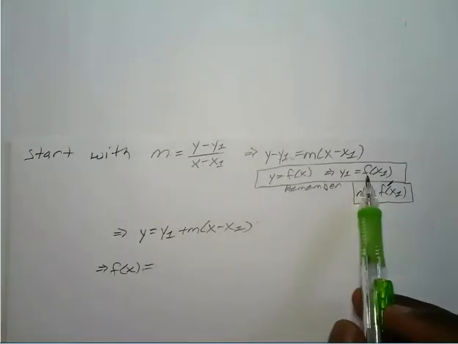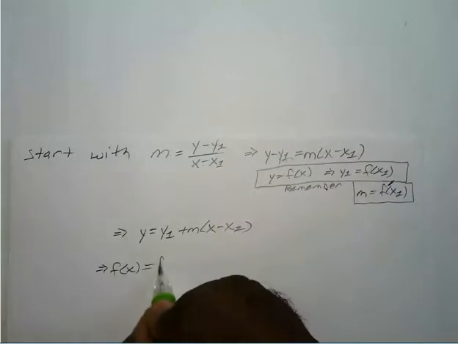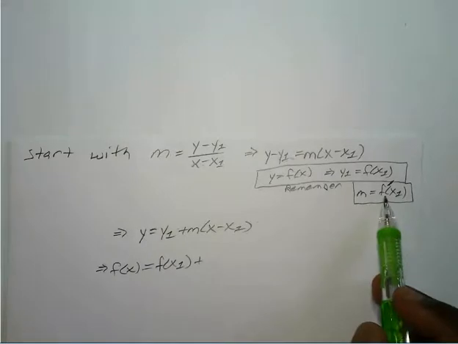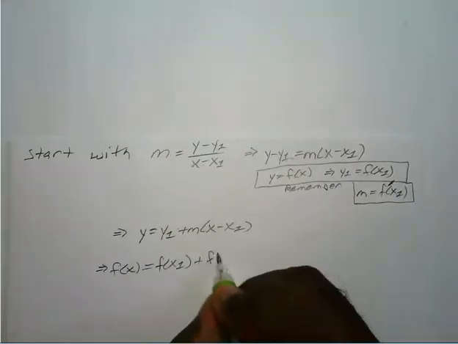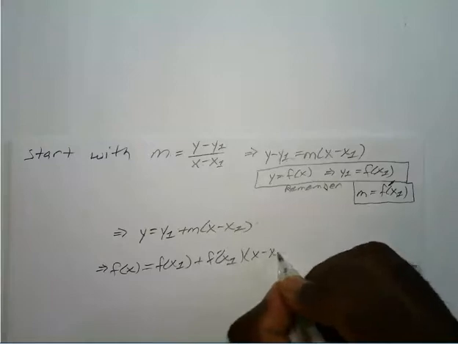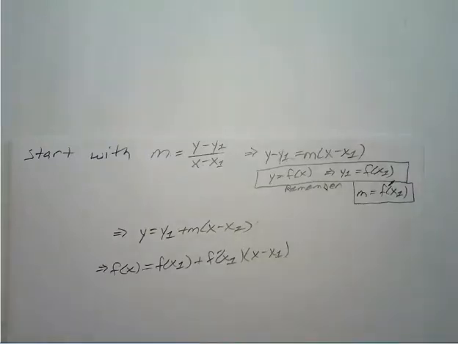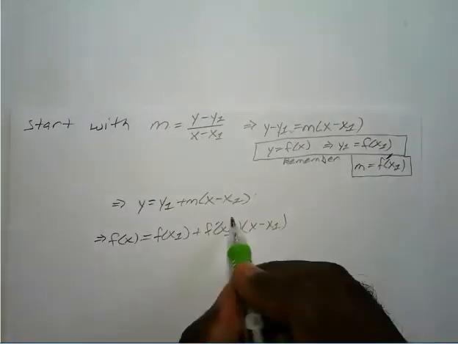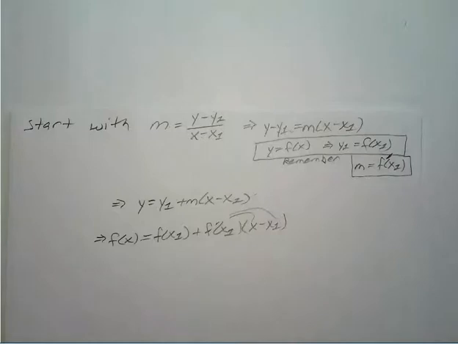y1, remember that's f of x1, plus your slope. Remember, your slope at a point is f prime at that x1, so f prime of x1 times x minus x1. All right, so right now it's not too bad, we're just replacing things. Okay, so what we'll do next is distribute that derivative, or that slope.